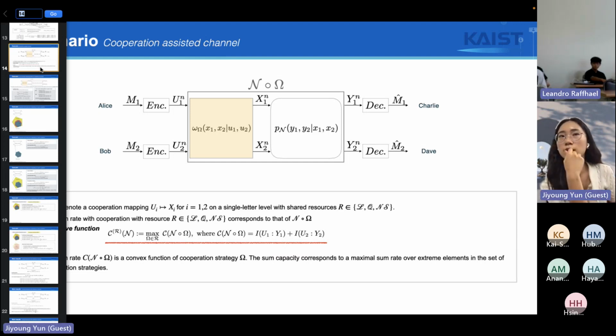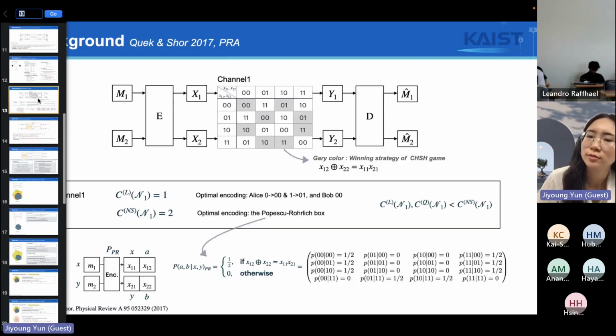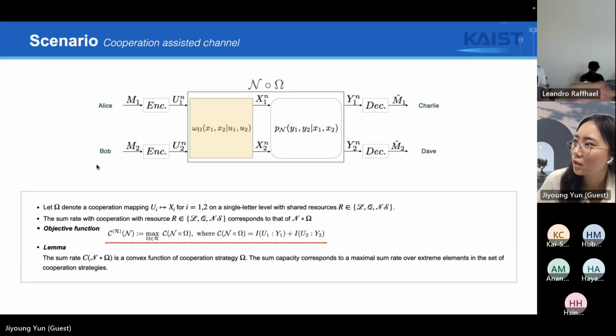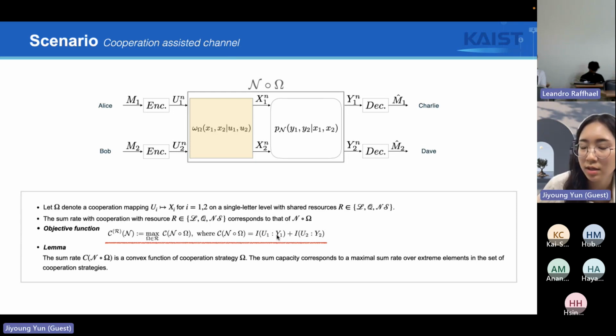How are messages sent separately? You talk about this channel capacity, but I don't know how this capacity is related to the task itself. So we consider the sum capacity written here. We calculated only the mutual information of U1 and Y1, plus the mutual information of U2 and Y2.